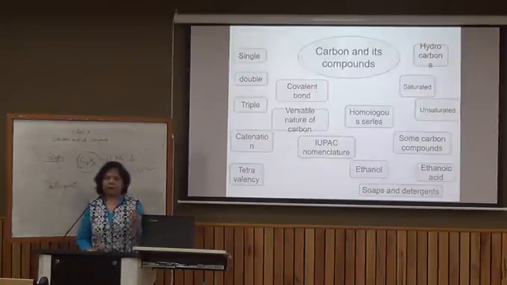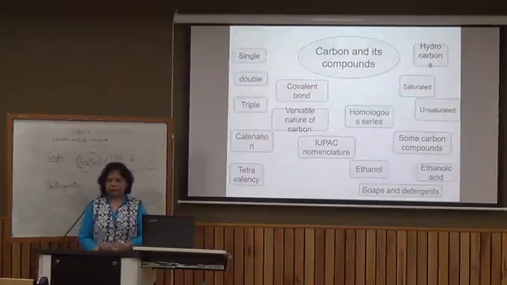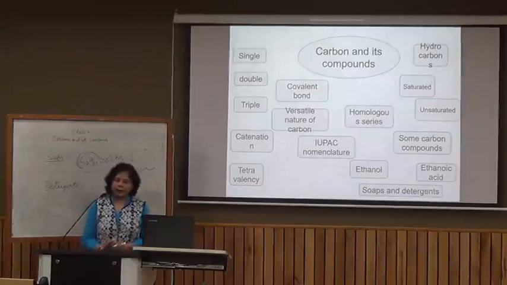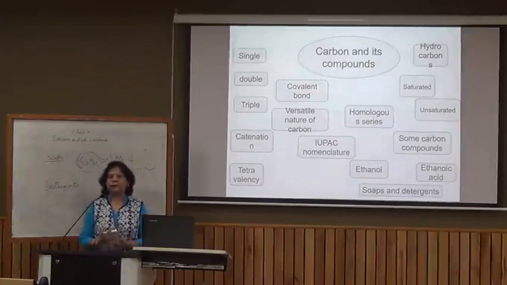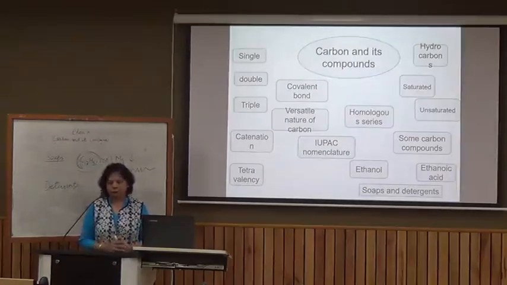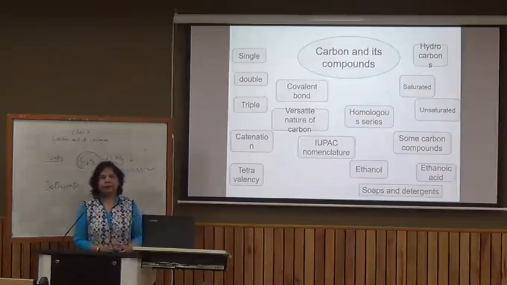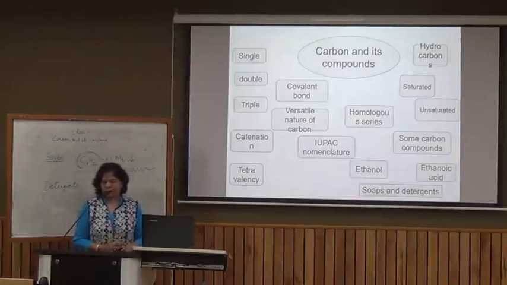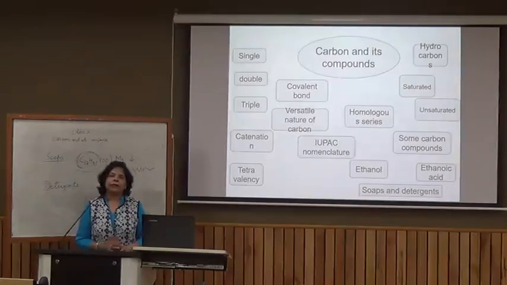So let us now summarize what we have studied in this chapter. You have studied carbon and its compounds. You have studied covalent bonding, single, double and triple covalent bonding. Then the versatile nature of carbon, how it forms a large number of compounds because of catenation and tetravalency. Then we studied IUPAC nomenclature, the homologous series, and hydrocarbons, both saturated and unsaturated. We have studied some carbon compounds: alcohol, that is ethanol, and ethanoic acid, soaps and detergents.